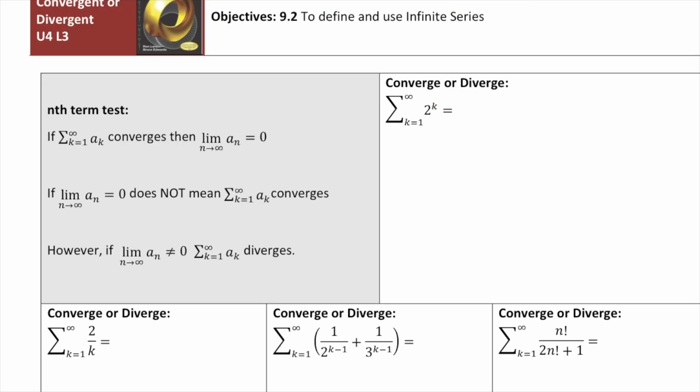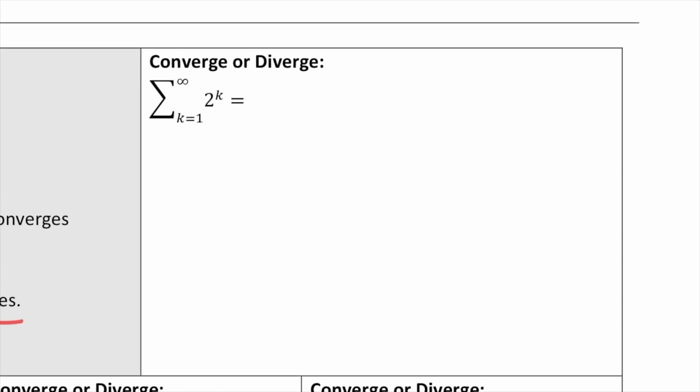Next, we're going to discuss the nth term test. If your infinite series converges, then the limit of your nth term must be equal to 0. However, just because the limit as n goes to infinity of the nth term equals 0, it does not mean that your infinite series converges. Lastly, if the limit as n goes to infinity of your nth term does not equal 0, then your infinite series will diverge.